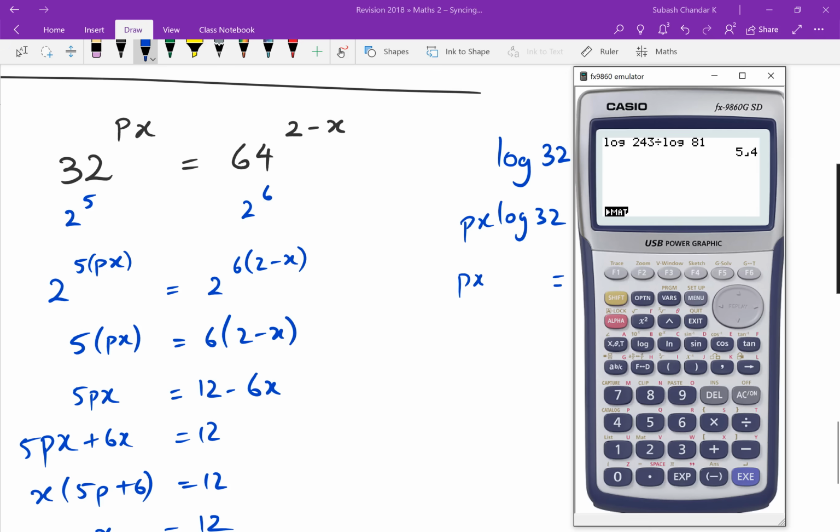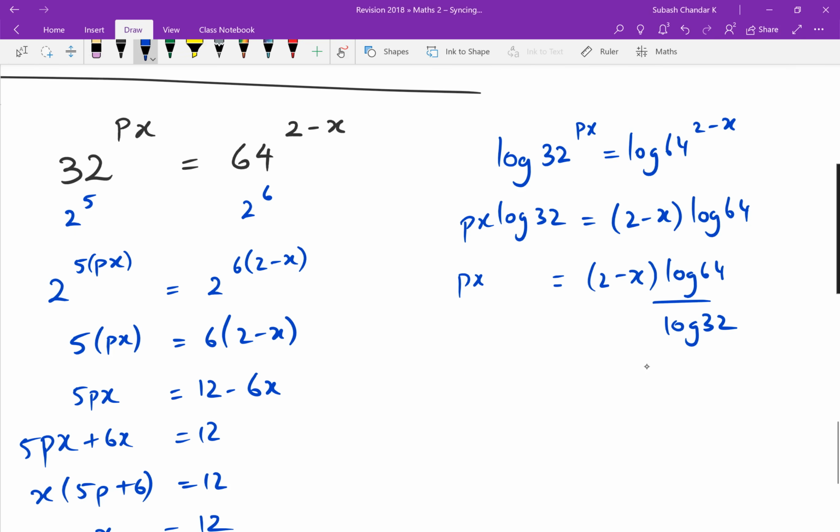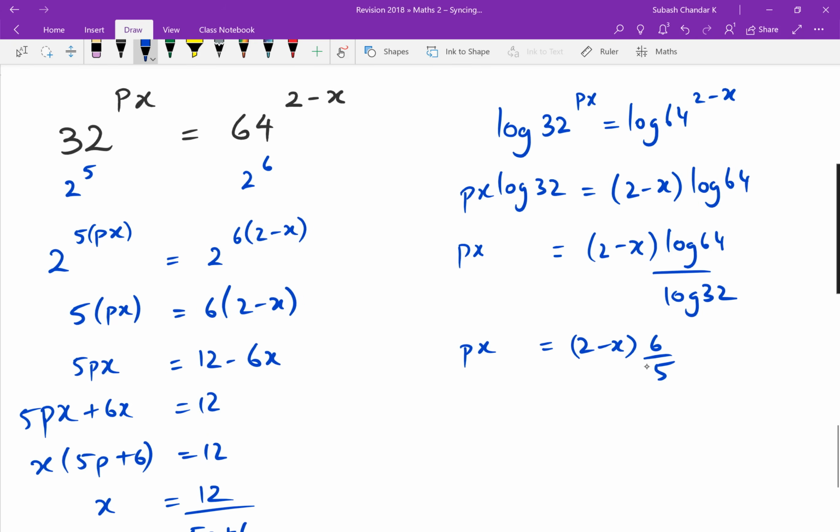And if I do that on the calculator, log 64 divided by log 32 gives 6 over 5. So I've got px equals 2 minus x times 6 over 5. And pretty much, guys, it's the same thing, because I can cross multiply the 5 and I get 5px equals 2 minus x times 6. And I think that ends up at that line there. So if you are using logs, you've got almost 5 or 6 extra lines of working that you might need to do. So always look at the question, see whether you can actually write it with the same basis before you decide to go along the log path.